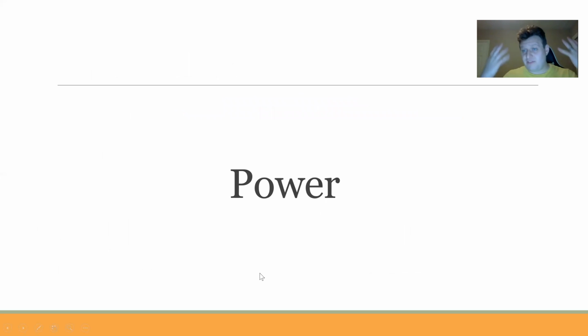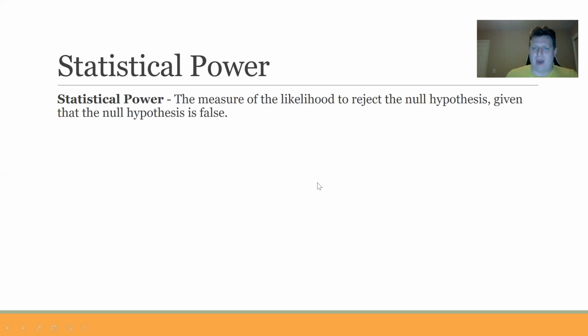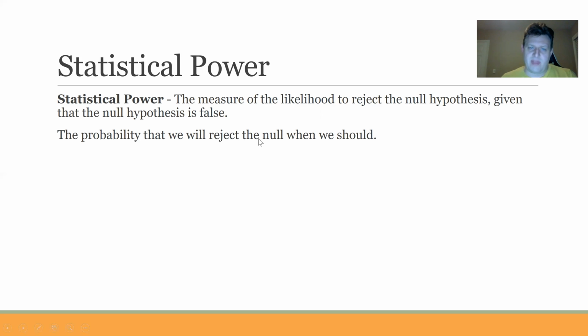All right, so that's effect size. We're talking about practical importance. How big is that mean difference truly? And the way that we typically measure it, if we're looking at differences between two means, is Cohen's d. Now, a related concept is power. Power is the likelihood of rejecting the null hypothesis, given that the null hypothesis is false. So if there's truly a difference, what is the probability that we'll actually reject the null hypothesis? The probability that we reject the null hypothesis when we should.